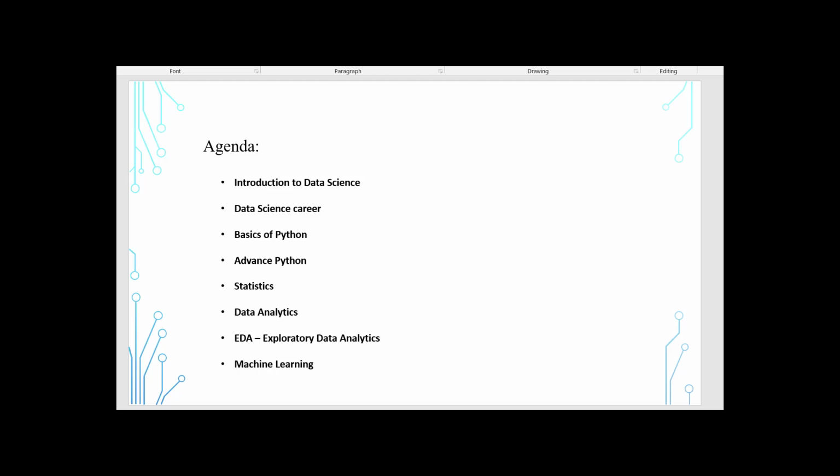Next, we'll move to machine learning. Here we'll understand what machine learning exactly is, what the needs are and what the types of machine learning are, what the types of algorithms are, and which algorithms we use for which use case. Next, we'll understand the data.